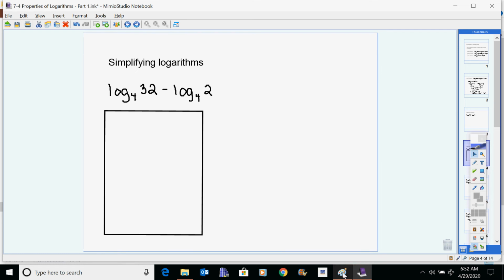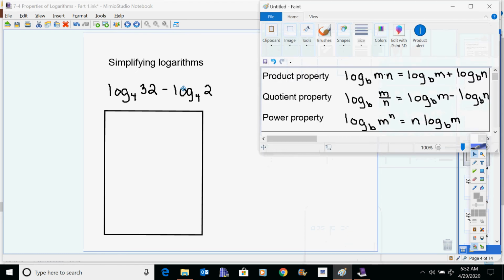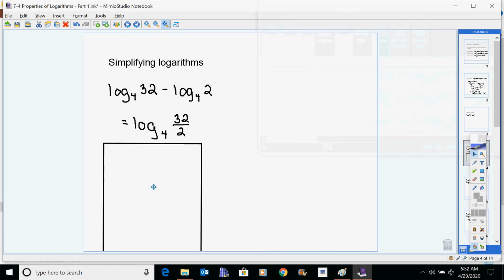So I want to have this kind of up here so we can look. This is a subtraction, so it fits this pattern. So we can rewrite it as log base 4 of 32 over 2. That's going to be super helpful.